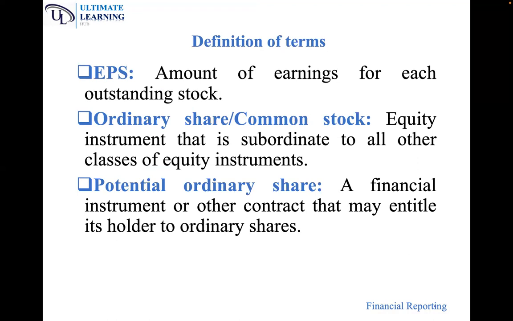And then we also defined potential ordinary shares as a financial instrument or other contract that may entitle its holders to ordinary shares. So a potential ordinary share is currently a financial instrument which will be converted in future into ordinary shares. For it to be potential, it means that currently it's not an ordinary share. Maybe it's a bank loan, which in future will be converted to ordinary shares. Maybe it's a preference share, which in future will be converted to ordinary shares. So before it's converted, it is a potential ordinary share.